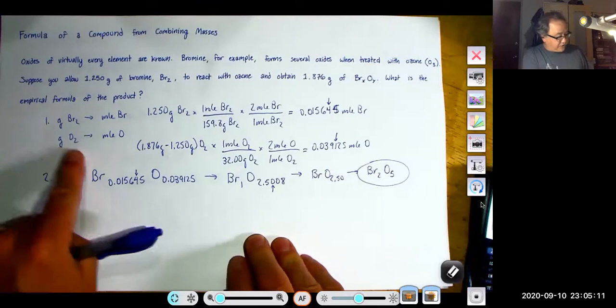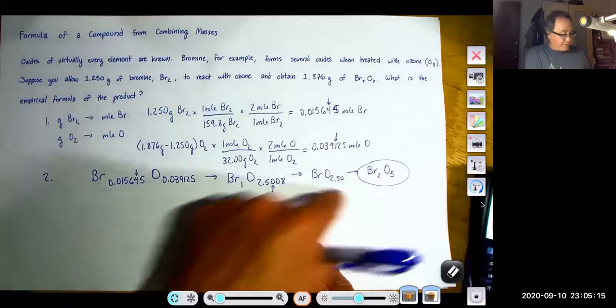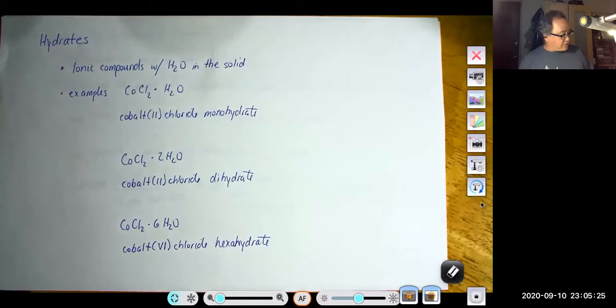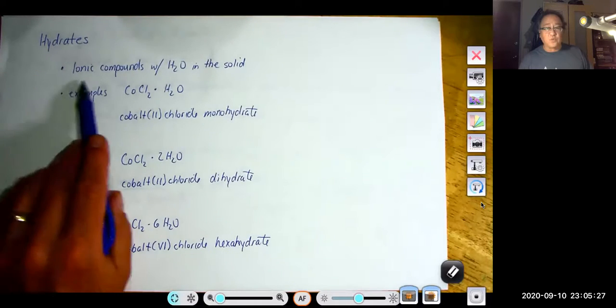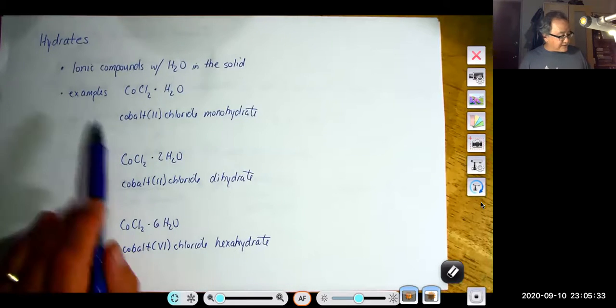So first, you get the moles of each, then you take the moles of each and figure out the formula. Now, let's take a look at hydrates. So this is still kind of figuring out the formula of a compound. So hydrates are ionic compounds with water in the solid. These are solid materials.